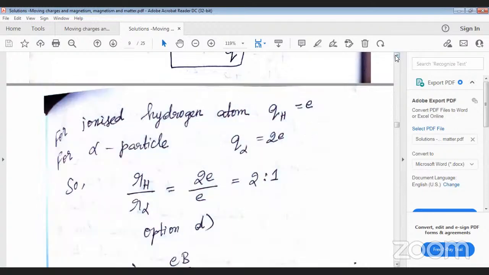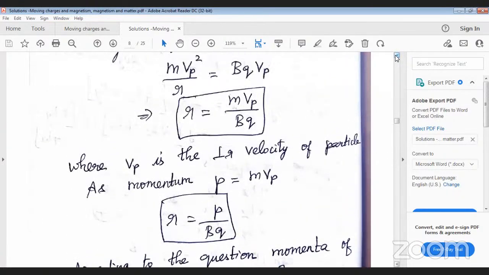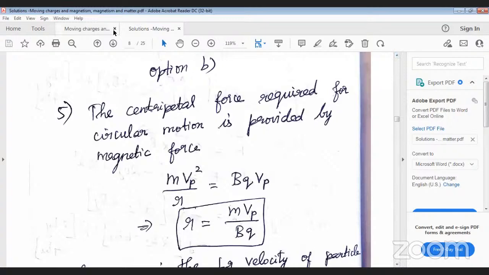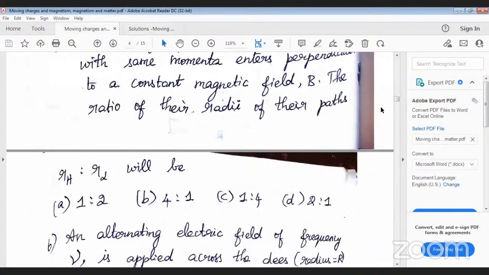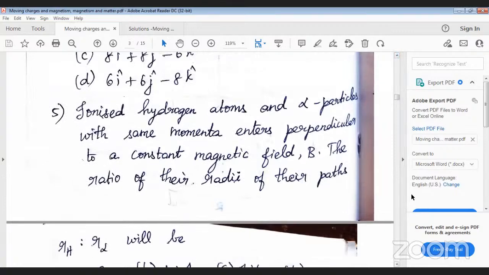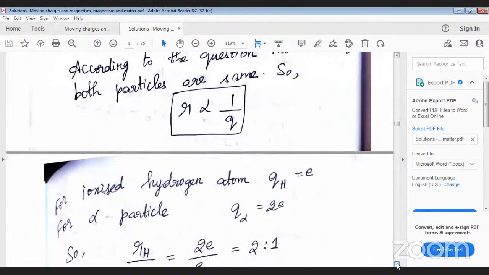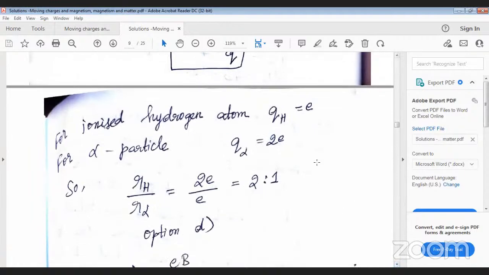So how is it 2E? I think you all know very well. Alpha particle is nothing but helium, right? So here they are mentioning ionized hydrogen and alpha particles. That means the alpha particle is also ionized, an ionized helium nucleus. So you know very well, for the alpha particle the charge is 2E.